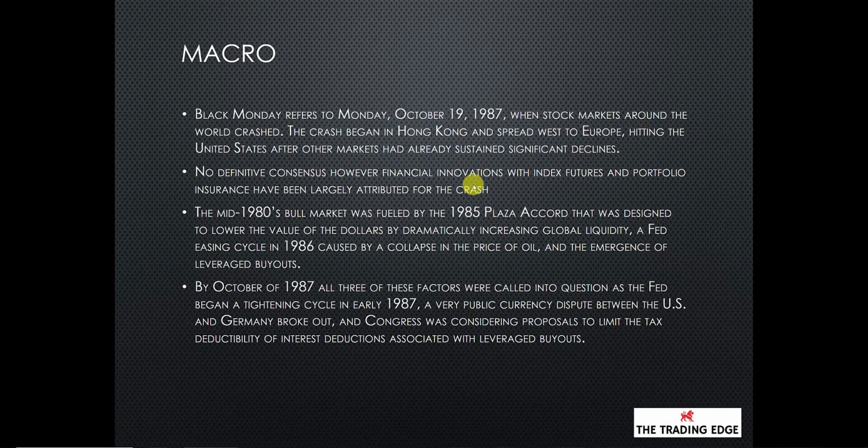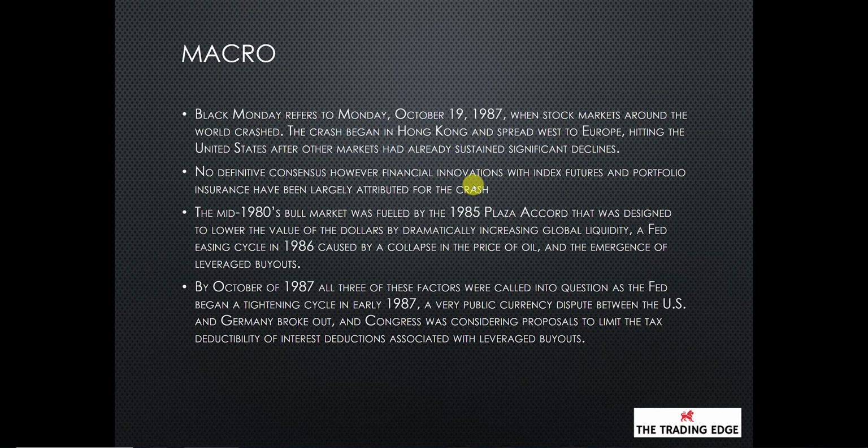In 1987, all three of these factors were called into question by the Fed as they began to tighten. So here's where your monetary policy begins to potentially affect things, as the Fed is also worried that maybe things are getting a little bit too speculative. You also have an additional currency dispute between Germany and the U.S.